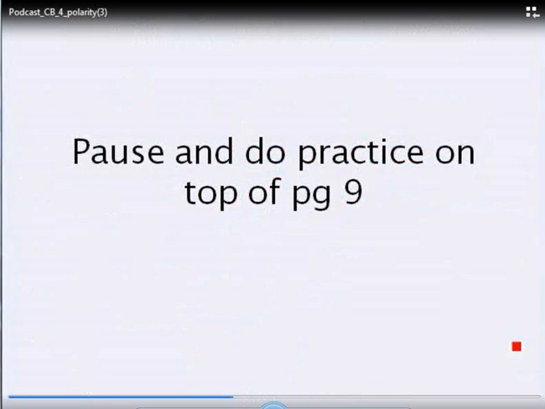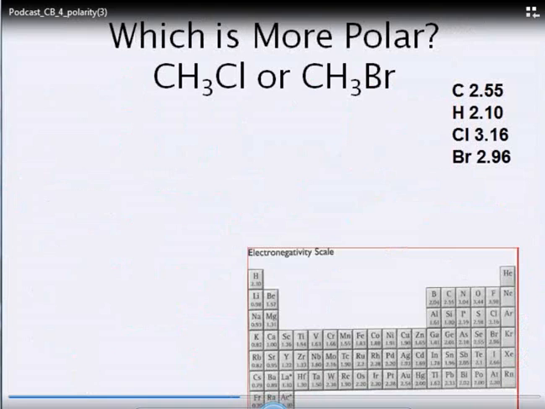Okay, so at this point what I'd like you to do is stop and do the practice on page 9. You should pause the podcast, and when you're done with that, come on back. The answer key is in the middle.